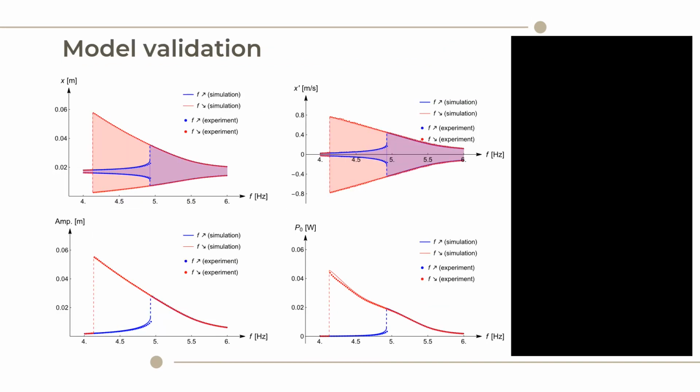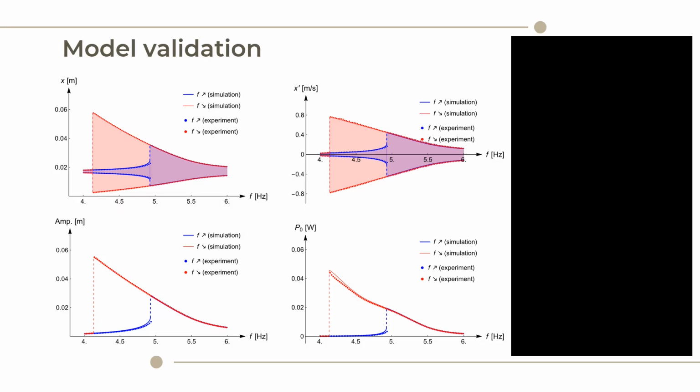Now let me move to the model validation through comparison between numerical simulations and experimental studies. The two upper figures present the ranges of the changes in the position x and velocity of the system in the steady state as a function of frequency f of harmonic inertial excitation. The solid lines in the lower parts of the graphs indicate the minimum values, while the solid lines in the upper parts indicate the maximum values respectively.